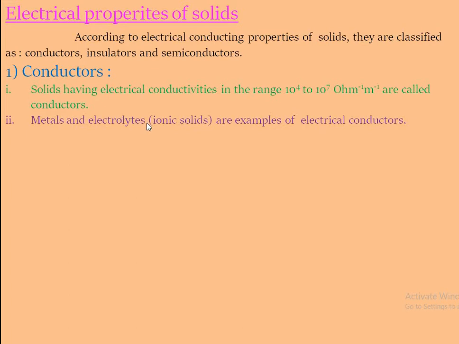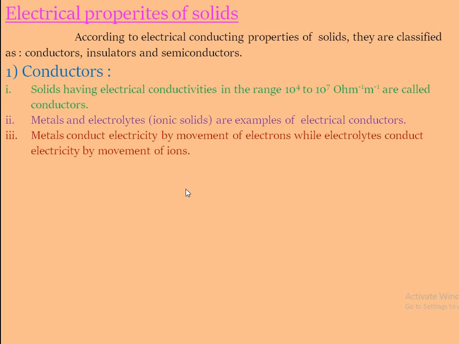These electrolytes, ionic solids, in the solid condition cannot conduct electricity, but in their solutions, they conduct electricity. Metal conducts electricity by the movement of electrons, while electrolyte conducts electricity by the movement of ions, because when this electrolyte dissolves in the solution, it forms positively charged cations and negatively charged anions, and due to the generation of these ions, it can conduct electricity in a solution.